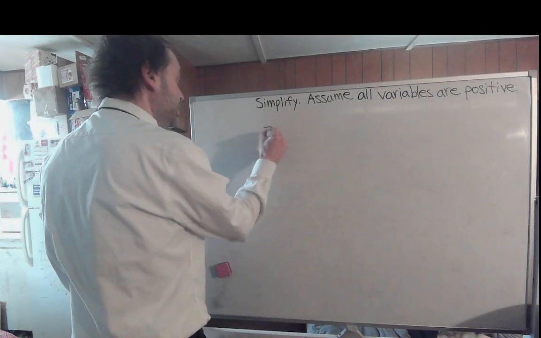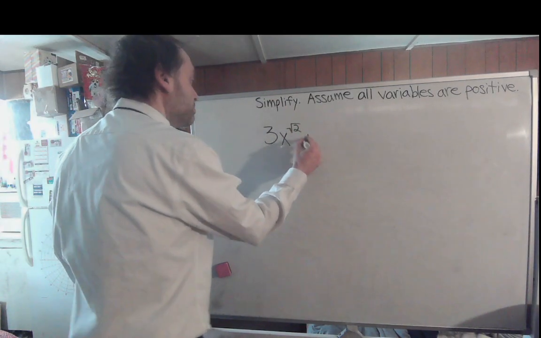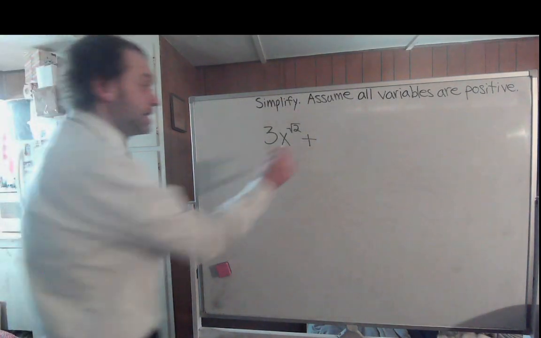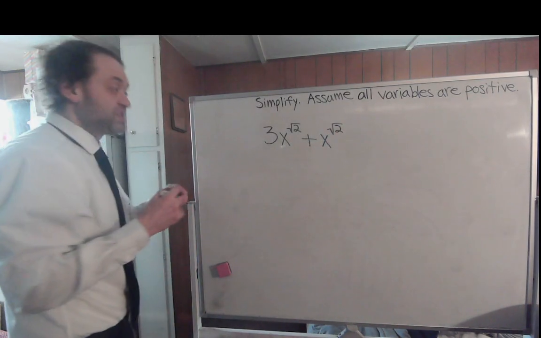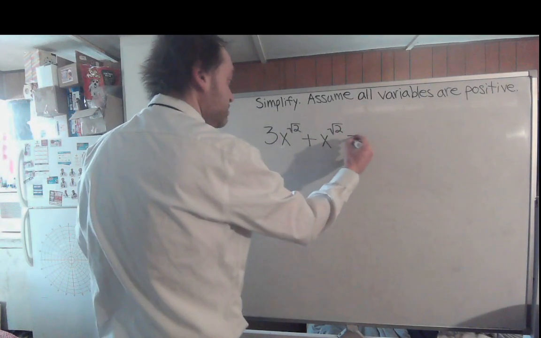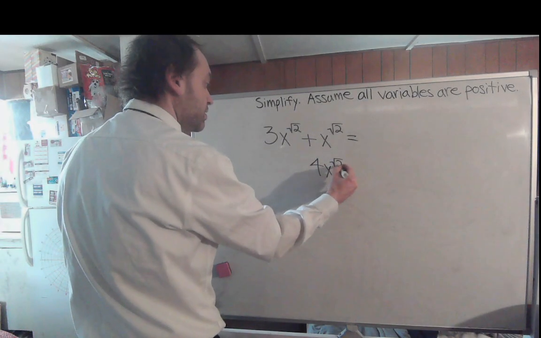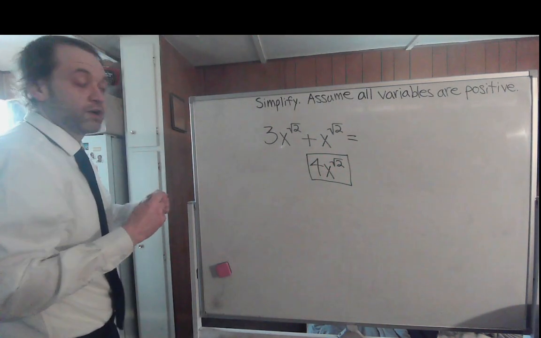Easy enough one here. 3x to the square root of 2 power plus x to the square root of 2 power. Well, you have the same base and same power, so all you got to do is add the coefficients. You'll end up with 4x to the square root of 2 power. So this would be 4x to the square root of 2 power.